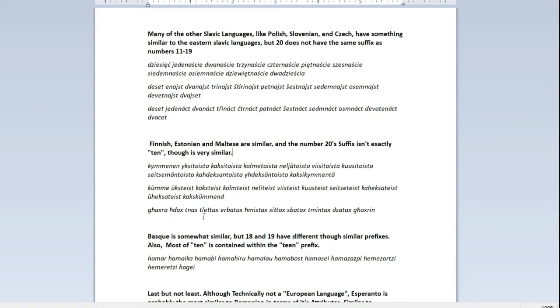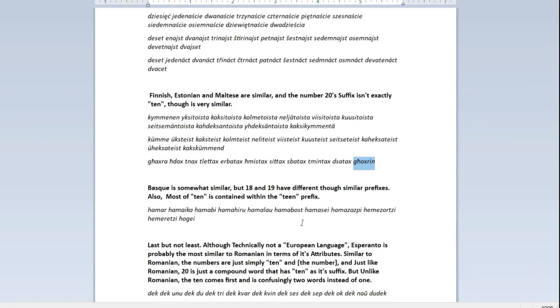But the point is that they all end with AX, and the word for 10 has AX in it, but the word for 20 is completely different from the AX prefix, but it's relatively similar. It has some of the same letters as 10, but it's basically completely different and unrecognizable. So yeah, I thought that was interesting.